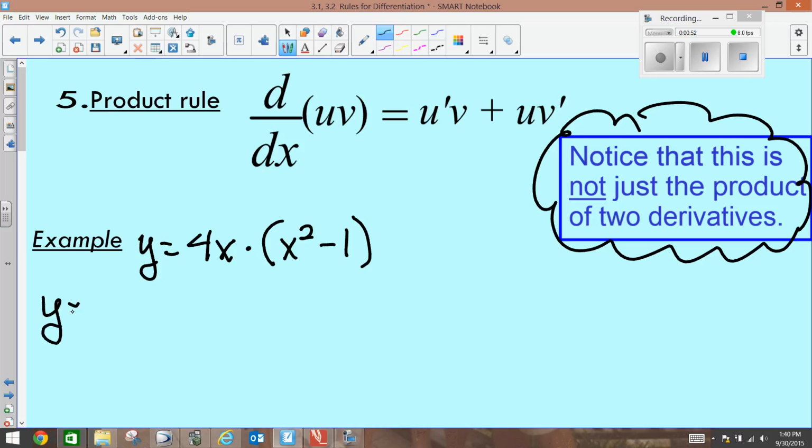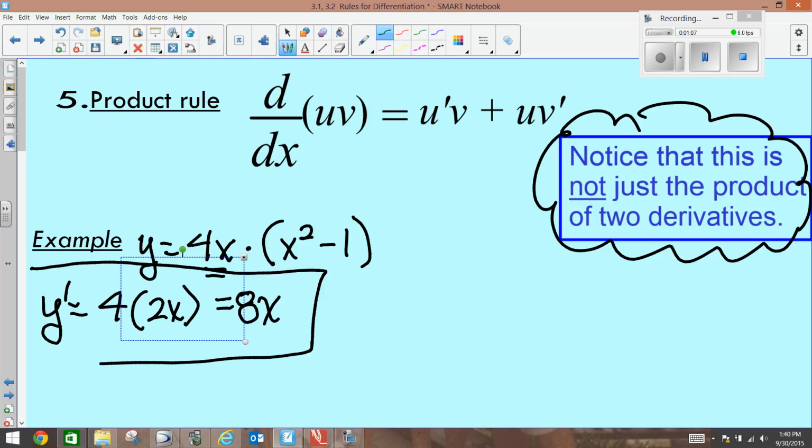So y equals the derivative of 4x would be 4 times the derivative of x squared minus 1, which would be 2x. We would get a derivative of 8x. Okay, now that is not correct, just for the record, but here's what we can do.